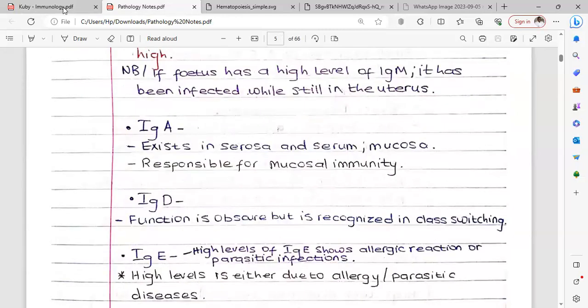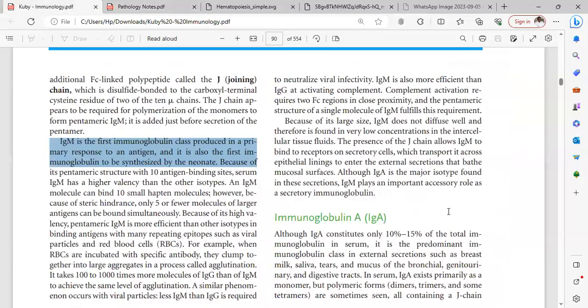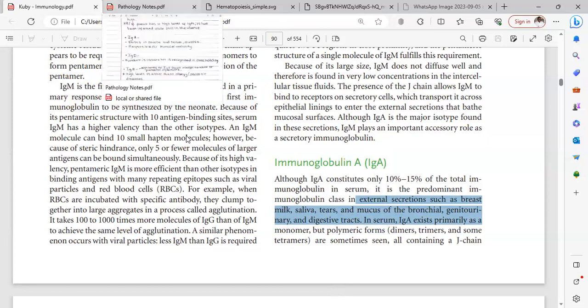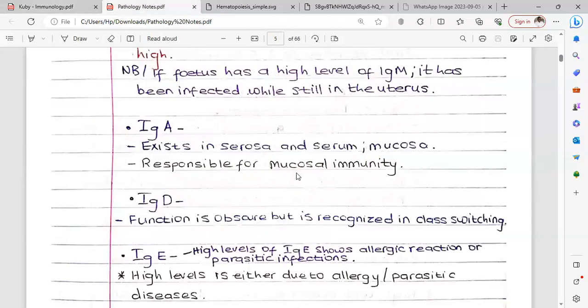IgA is the predominant immunoglobulin in external secretions such as breast milk, saliva, mucus, and in the digestive tract. So let's appreciate that IgA. You might be asked a question like, what kind of immunoglobulin is found in saliva, tears? It's IgA. It's found in secretions, and also responsible for mucosal immunity.